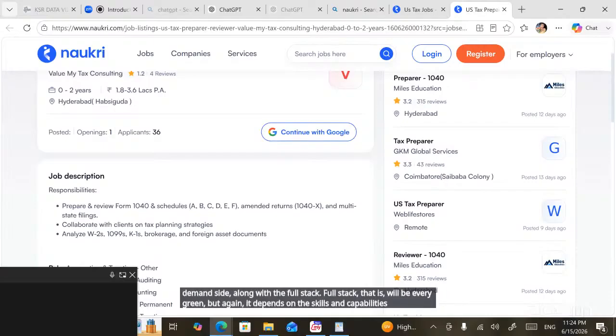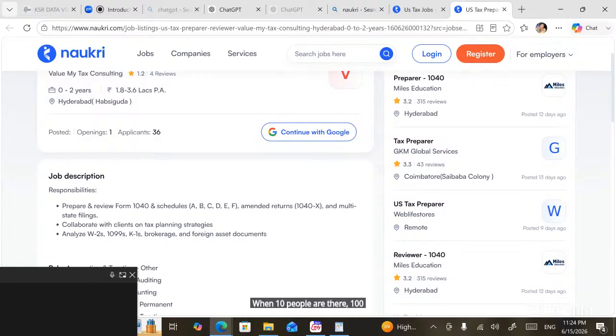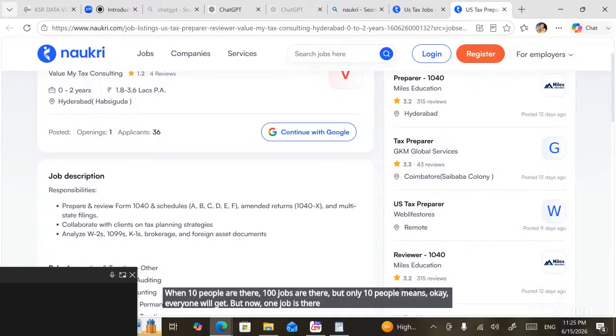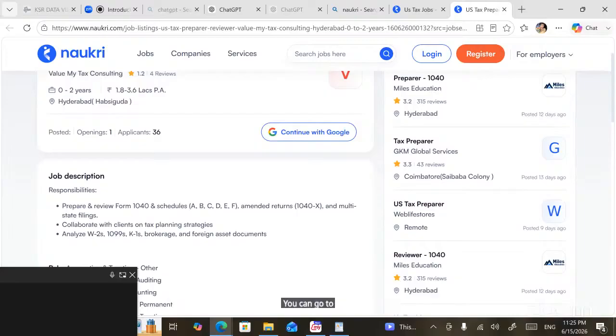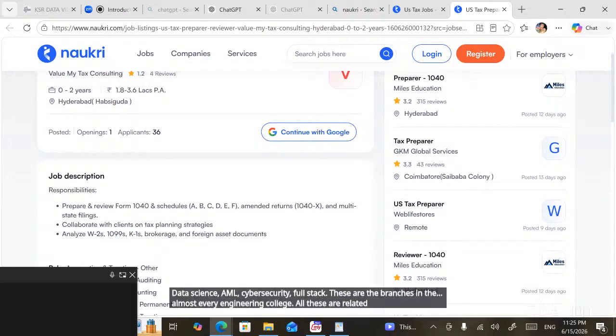Here, why are people not getting jobs? Skills matter, sir. When 10 people are there, 100 jobs are there, everyone will get. But now one job is there, 100 people are fighting for that. Out of that, companies will try to filter the best candidate, right? You can go to any BTech, sir. Show me all these branches: computer science, IT, data science, AI/ML, cyber security, full stack. These are the branches in almost every engineering college. All these are related to IT jobs only, right?